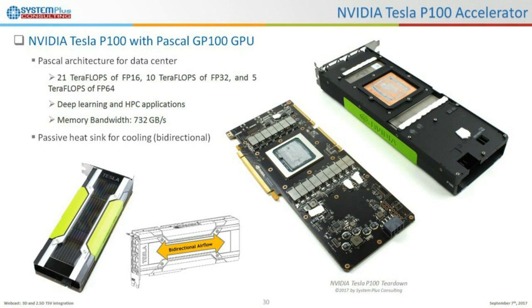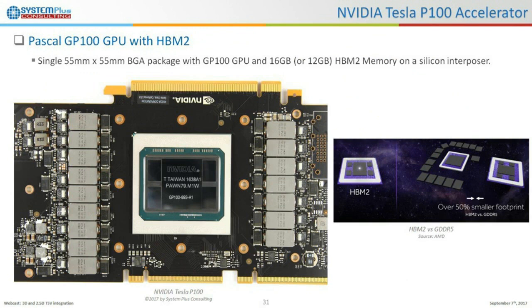showing the main integration. In terms of GPU here, we can see that the main package is a 55 by 55 millimeter package size, so it's quite standard in terms of size for such a large GPU. NVIDIA released two versions of the Pascal P100, one holding 12 gigabytes of HBM2 memory, and another one holding 16 gigabytes of HBM2 memory.